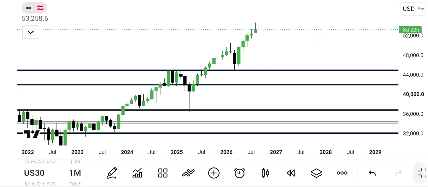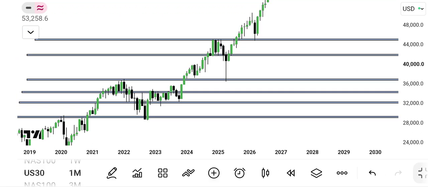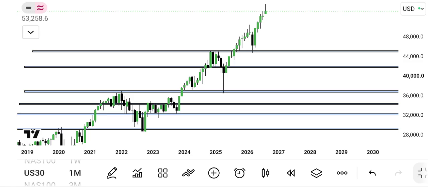All right, we're back. Now looking at the monthly time frame here, what can you all see? You can see that the market has been creating a series of higher highs, higher lows. A blind man can see, and you will know that this is an uptrend. So let's go to the weekly time frame.